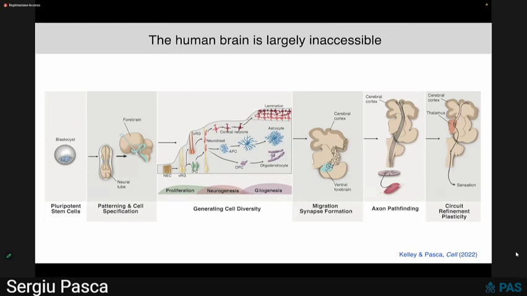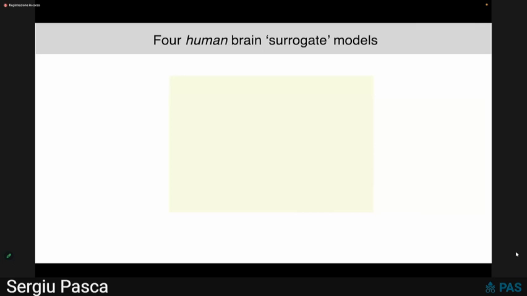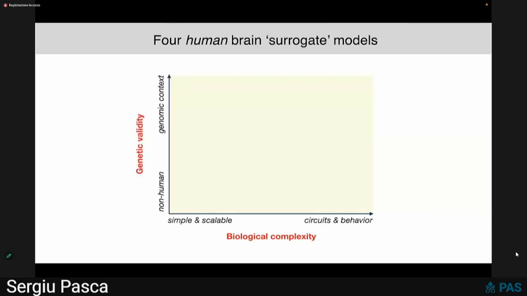So there are a number of ways in which you can access, at this point, some of the stages of human brain development. And what I've tried to do here is classify some of what we could call brain surrogate models of nervous system development based on either biological complexity or genetic validity. And so really, there are at least four. On one hand, there are stem cell models that are based on iPS cells or embryonic stem cells that are differentiating in a dish. There are non-human primates, which certainly have a lot of the biological complexity, but obviously less of the human genetics.